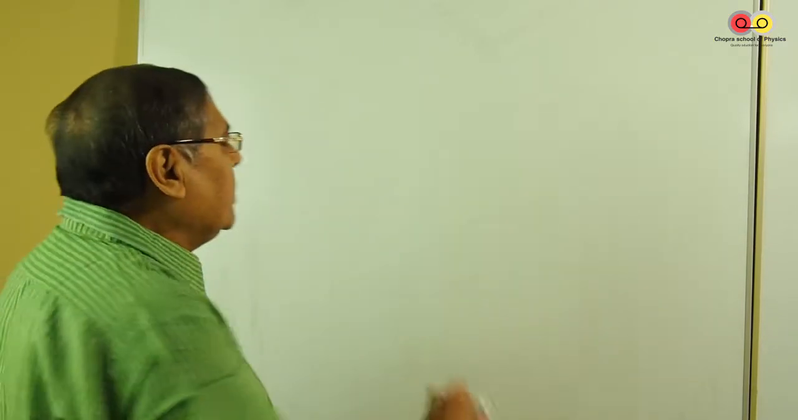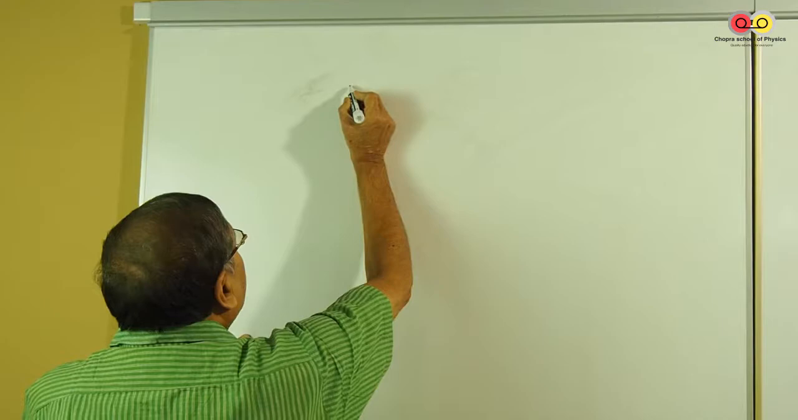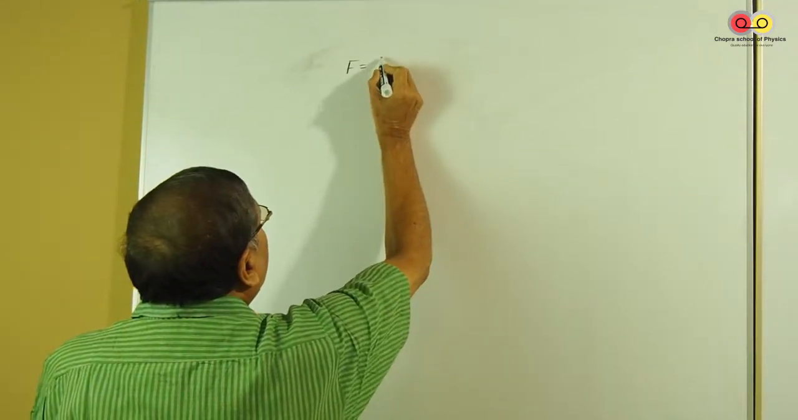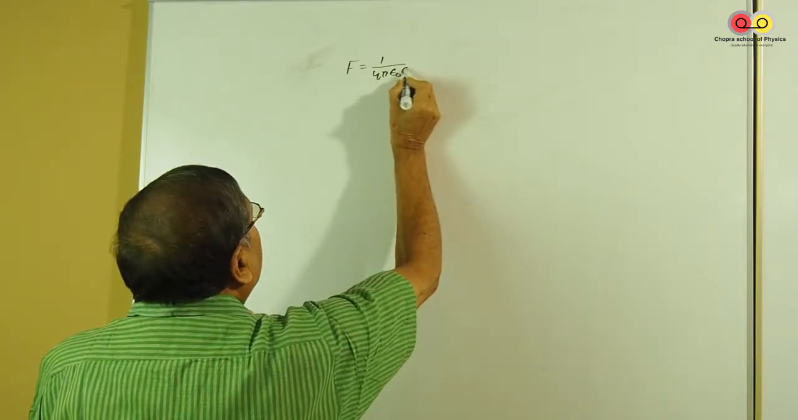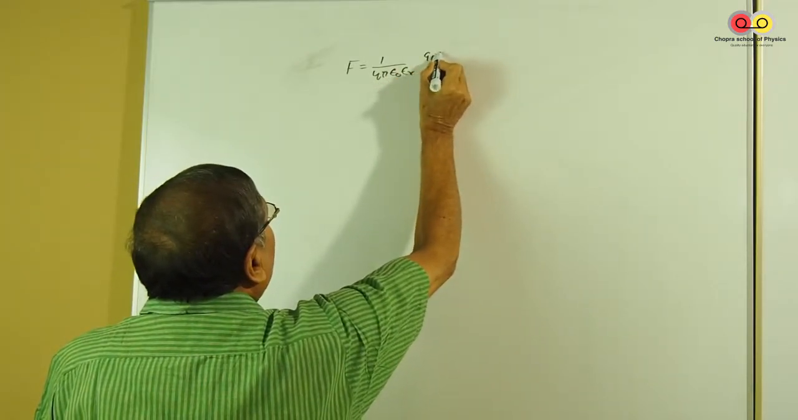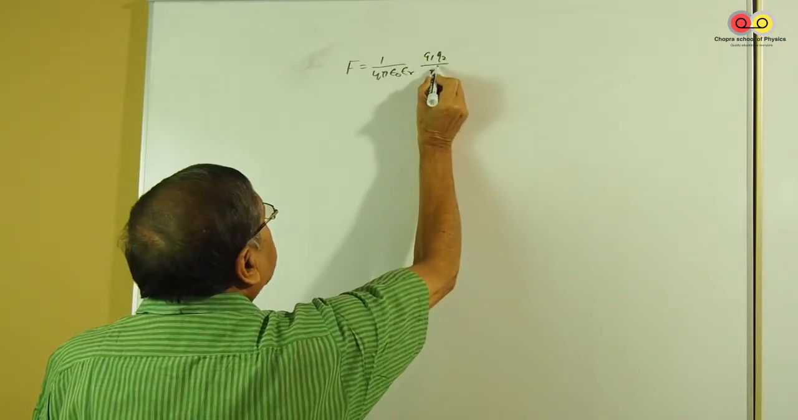We will have a brief recapitulation of Coulomb's Law, and then move on to electric intensity, whether it is a vector or scalar, similarly electric potential and their applications. In Coulomb's Law, as I have written earlier, F is equal to 1 over 4 pi epsilon naught epsilon r, q1 q2 divided by r square.